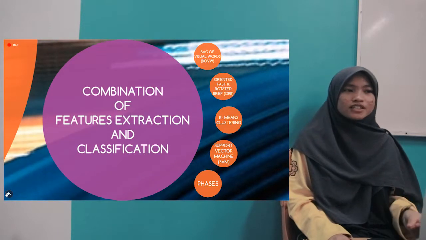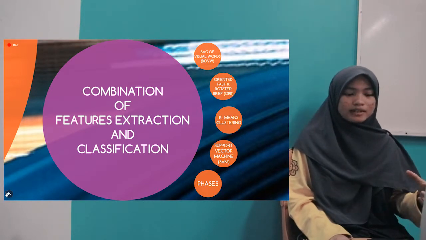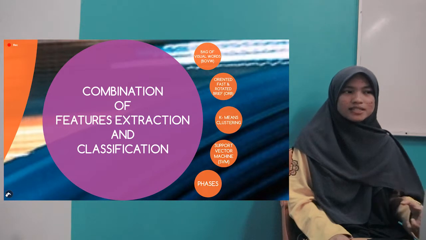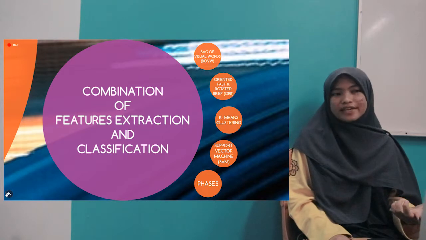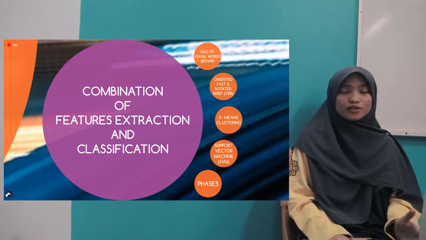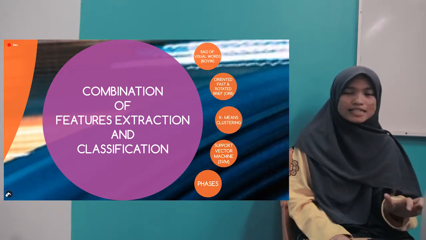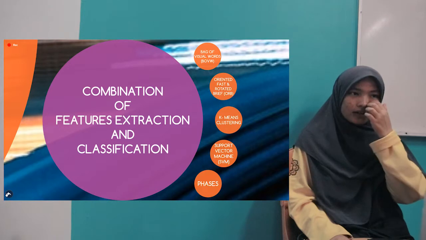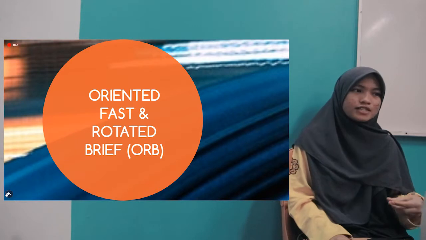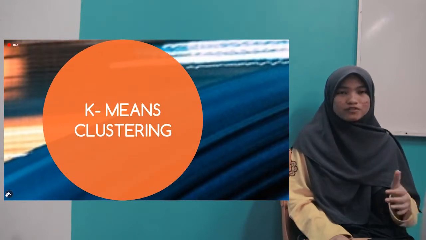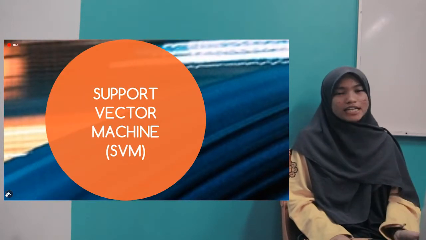So for the object recognition algorithms, we are going to detect the obstacles, and from the object detections, we can actuate the motions of the wheels to avoid the objects in front of the camera. So for these algorithms, we are going to use the combination of feature extraction and classification. For example, a bag of visual words, Oriented FAST and Rotated BRIEF (ORB), and for the classification we are going to use k-means clustering and support vector machine (SVM).